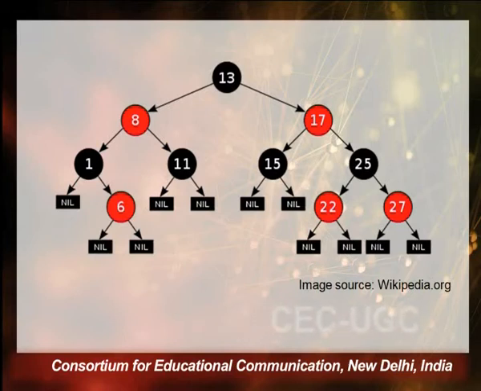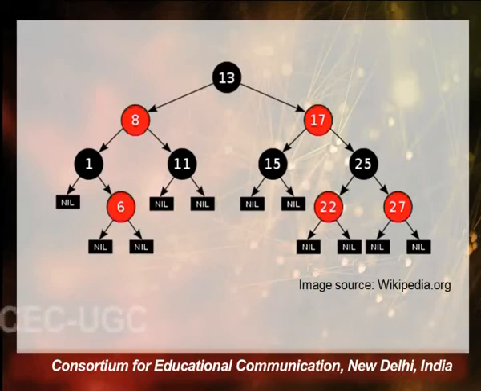Now coming to the left subtree, the next property says no two adjacent level nodes can be red. Here we can see on the left side that 13 is black, 8 is red, 1 and 11 are black, and 6 is red. As far as adjacency in terms of levels is concerned, there are no two adjacent levels whose nodes are both red. It is kind of black red alternate. Yes, there can be two black nodes at adjacent levels, but there cannot be two red nodes.